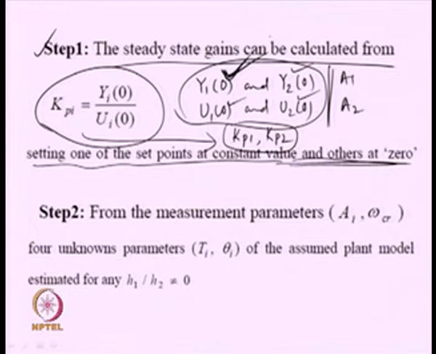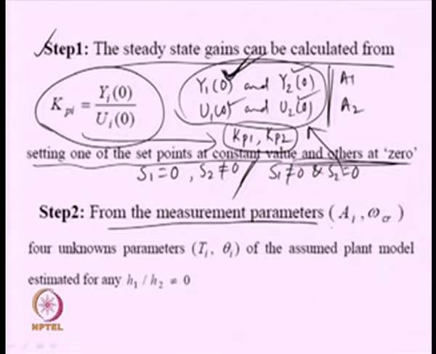So, to obtain correct measurement, what is to be done? Setting one of the set points constant. Either S1 has to be 0 and S2 non-zero, or S1 non-zero and S2 equal to 0. Then you make the measurements of Y1 0, Y2 0, U1 0 and U2 0, and subsequently find the gains Kp1 and Kp2. Okay. Now, from the measurements of the peak amplitudes A1 and A2 and also the loop frequency omega CR.